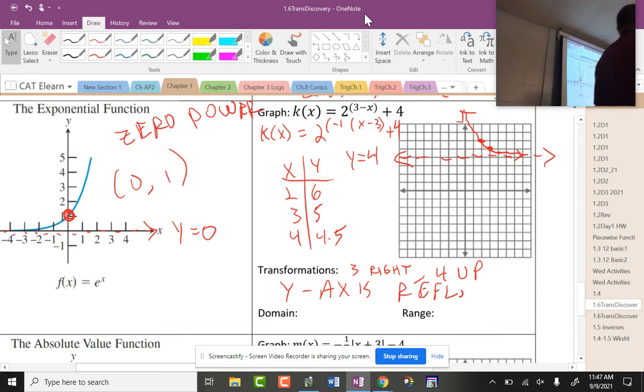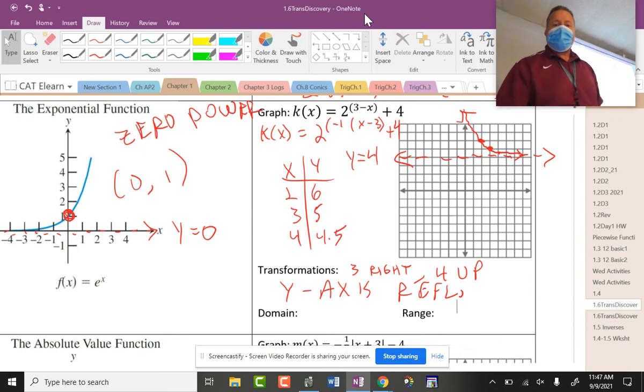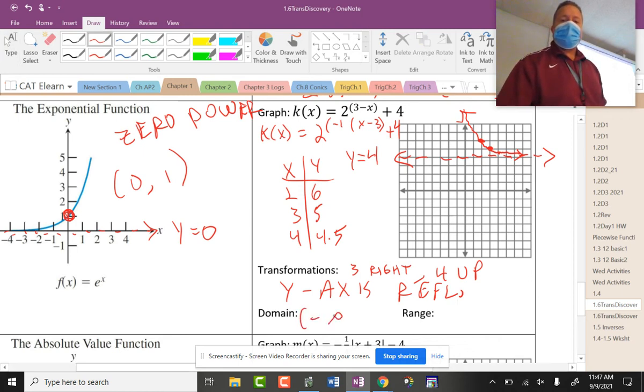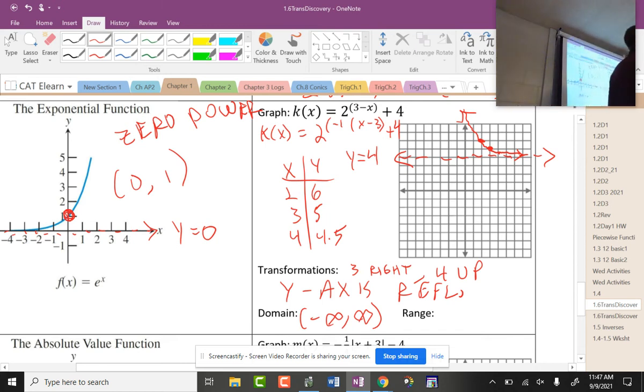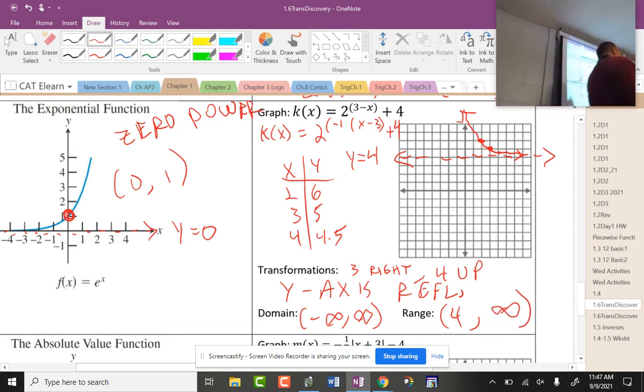Victor, what's the domain? It is, correct. Better be careful on the range. What's the range? Look at my hand up here. Anything exist here for the range? Nope, so it's 4. But what do I have on 4? A bracket or parenthesis? The idea of an asymptote is it's approaching, but it never gets there. So we need a parenthesis, actually. So make that correction there.